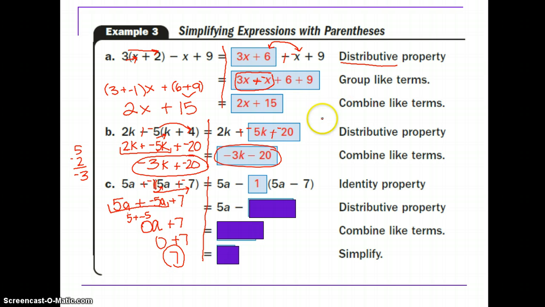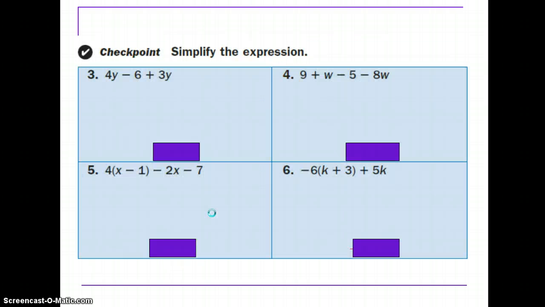You can see they did put that 1 there for the identity property, and they put the negative. Well, I'm going to put the negative. You can see that changes everything. The same thing we had, which is 7. Okay, at this point you need to pause the video. Remember, change all subtraction to adding and then the opposite.